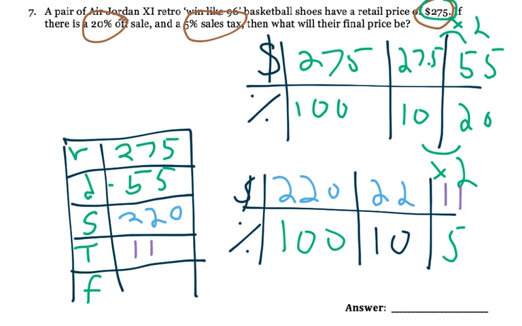And then to get the final price, we just add the new sales price to the tax to get our final answer of $231. So the pair of Air Jordans will wind up costing us $231.